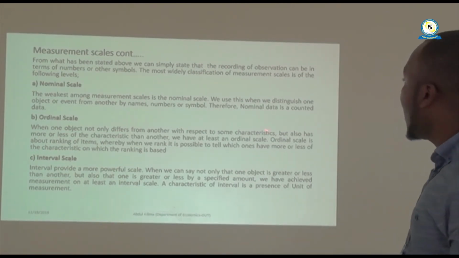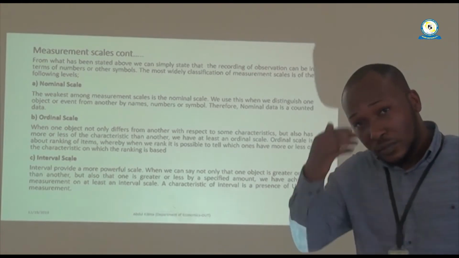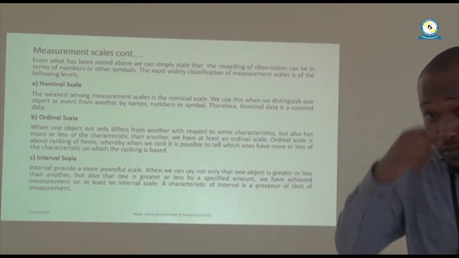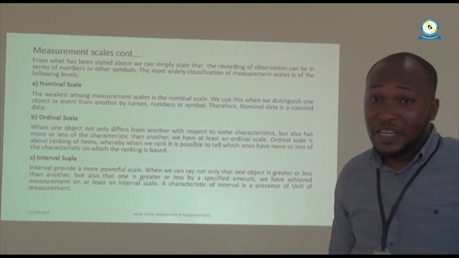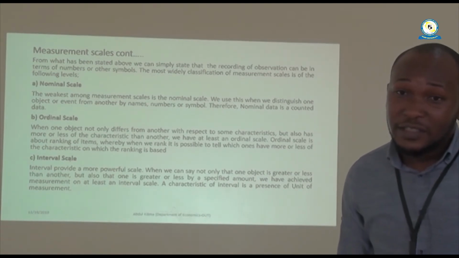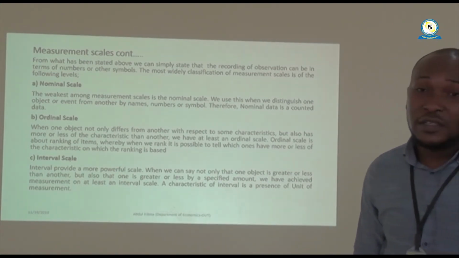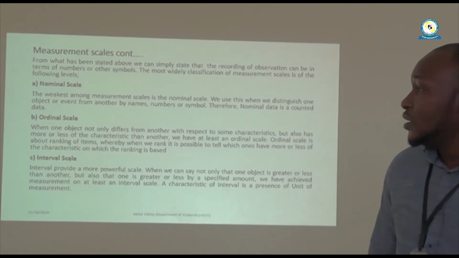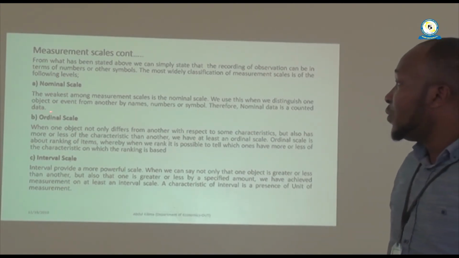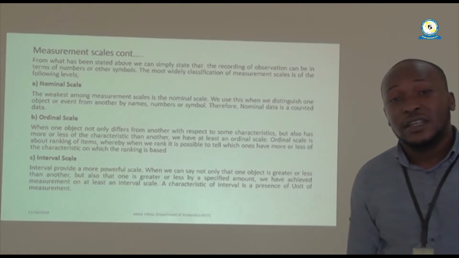Therefore, nominal data is counted data. For example, a football team, we have number 1 up to 11. Goalkeeper, a defender, a midfielder, a striker, a forward. That is the nominal type of describing data.